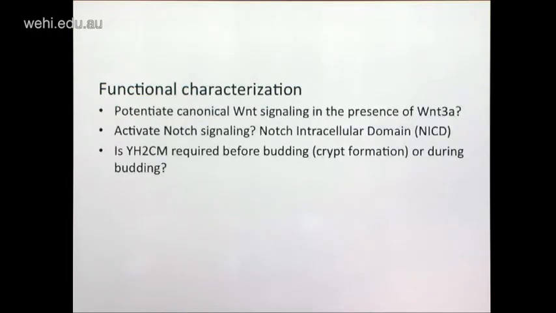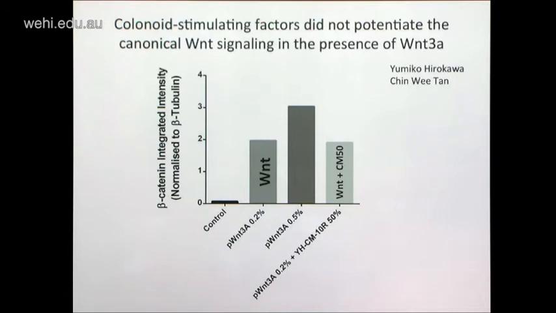For functional characterization, we determine whether these colonoid stimulating factors will potentiate the canonical Wnt signaling pathway in the presence of Wnt3A. We also look at whether it can activate Notch signaling by looking at the induction of Notch intracellular domain, and to see whether WEHI2 conditioned medium is required before budding or during budding. Again, by using beta-catenin stabilization assay, you can see the Wnt3A could stabilize beta-catenin. However, when we add conditioned medium on top of Wnt3A, we didn't see an enhancement in beta-catenin stabilization, which suggested that the conditioned medium did not potentiate the Wnt activity, even when Wnt is present.